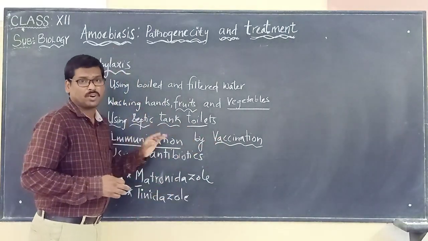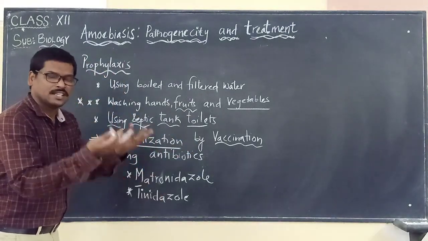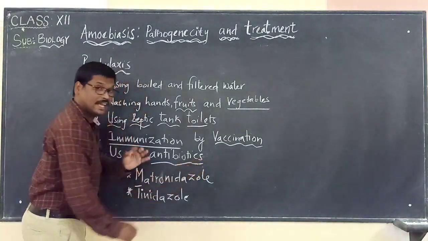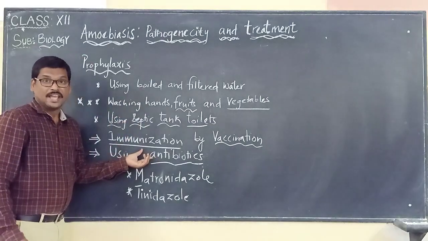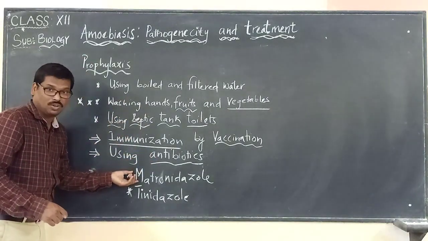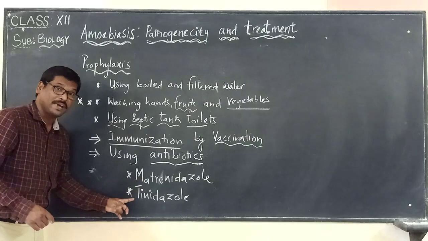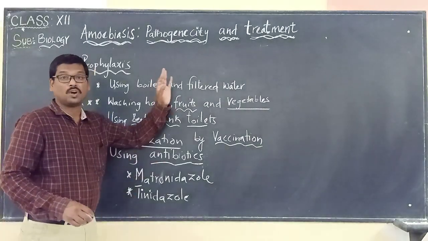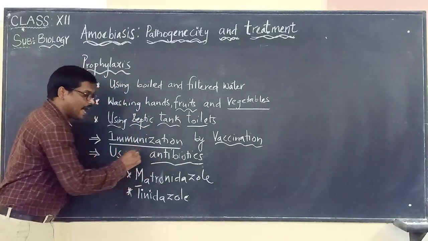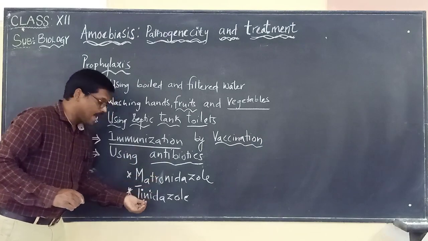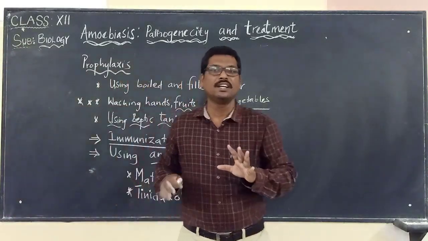So vaccination is very important, and once a person is suffering with this disease, then he or she must go for using antibiotics, which will destroy that particular pathogen. Antibiotics such as metronidazole and tinidazole are the two best antibiotics used against what? Amoebiasis. Amoeba histolytica can be destroyed by using antibiotics such as metronidazole and tinidazole. These are the best medicines used in treating this disease.